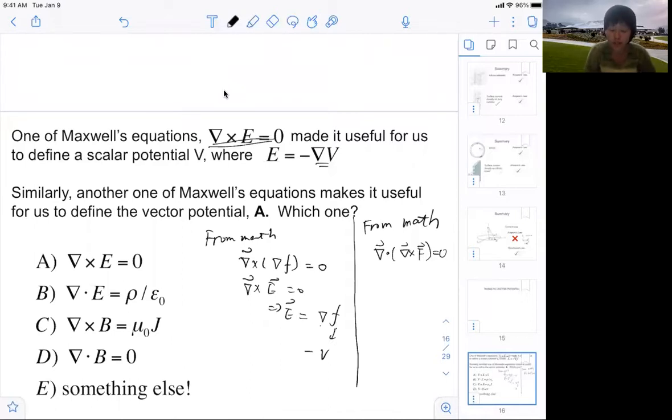I'll give you a hint: there's a piece of math knowledge that you can find somewhere or ask your math friend. They tell you the divergence of a curl is always 0. Previously, we know the curl of a gradient is always 0. They also tell you the divergence of the curl is always 0. So from that information, which one of these Maxwell equations do you think will help us? 10 more seconds, okay? 10 more seconds.